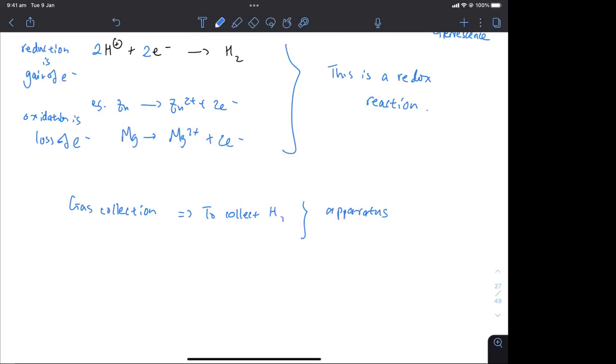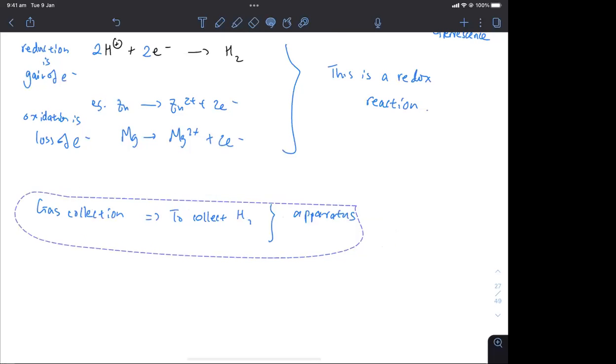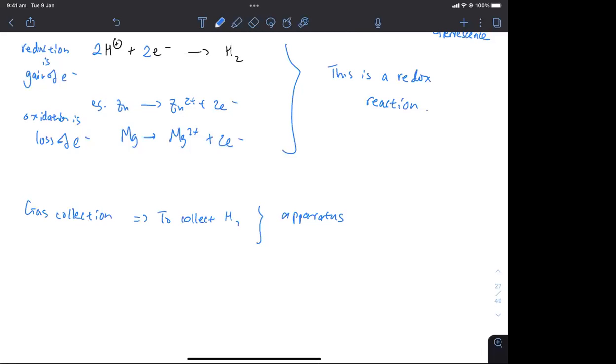Let me ask, I don't know. Afika, what apparatus do you use to collect gas? Gas syringe. You can use a gas syringe. There is actually another method, or you can collect over water. This is a downward displacement. This is in a measuring cylinder.